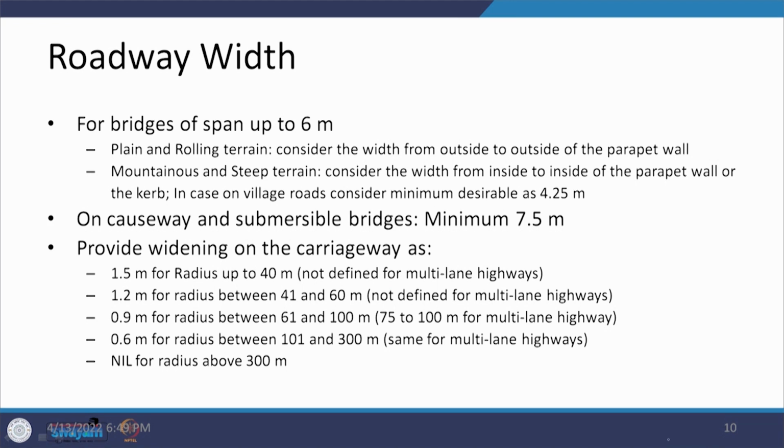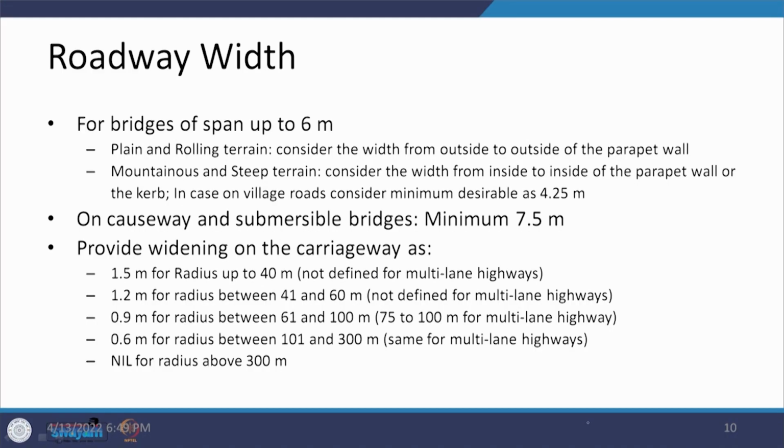Then in that case, if you are looking at a plain and rolling terrain, whatever the width which we are going to provide, we consider the width from outside to outside of the parapet wall. So, in the case of plain and rolling terrain we can do that, but in the case of mountainous and steep terrain, as being told before also, we should not consider the width of the parapet wall, and therefore, we are going to take the inner side of the parapet wall so as to consider the widths being provided.